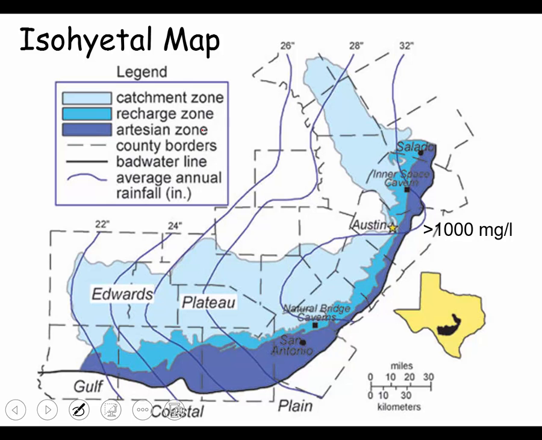So this is an isothermal map. Remember, that's a map of equal rainfall that shows how much rain falls in the Edwards Plateau from about 22 to maybe 30 inches. And that pretty much is what controls the amount of water in the Edwards Plateau. Because anything beyond here doesn't matter, because it can't get in the aquifer. So it's only the recharge zone and what feeds the recharge zone.